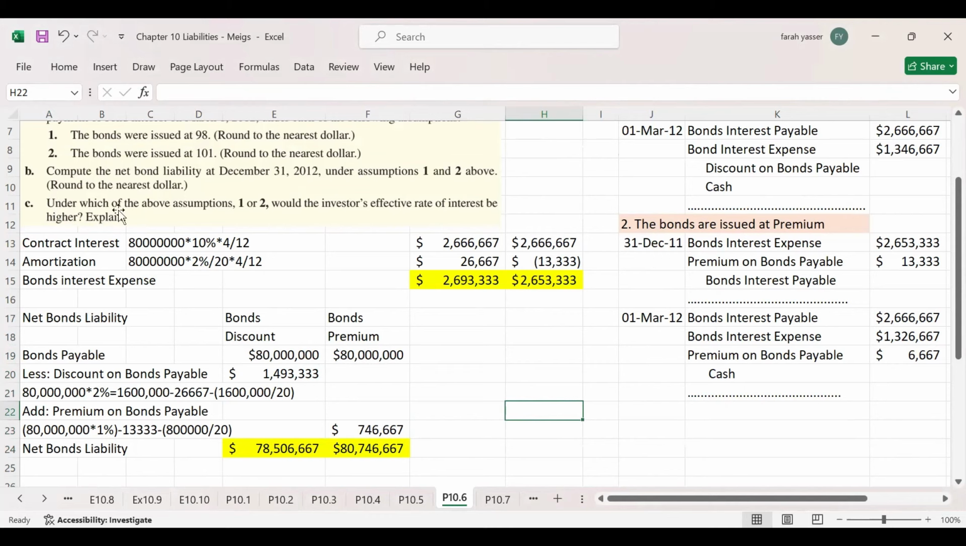Requirement number C, under which of the above assumptions, one or two, would the investor's effective rate of interest be higher? So the effective rate of interest would be higher under assumption one, which is related to the issuance of bonds at discount. The less the investors pay for bonds with a given contract rate of interest, the higher the effective rate they will earn. So here you can see this is the net bond liability.